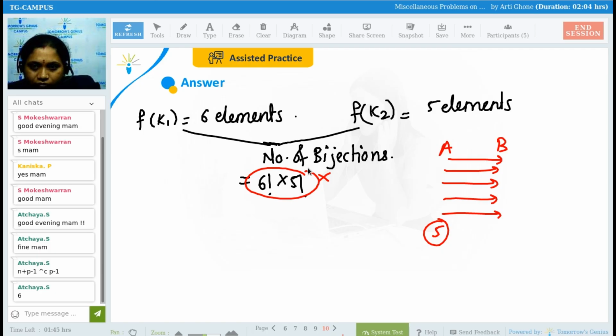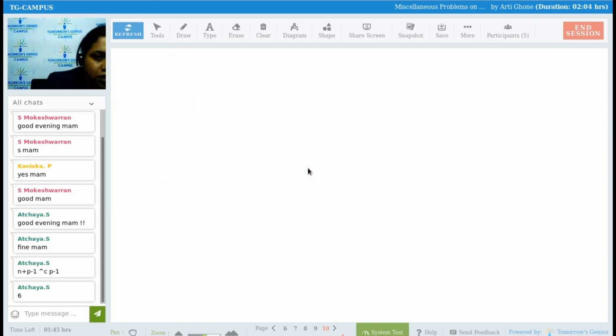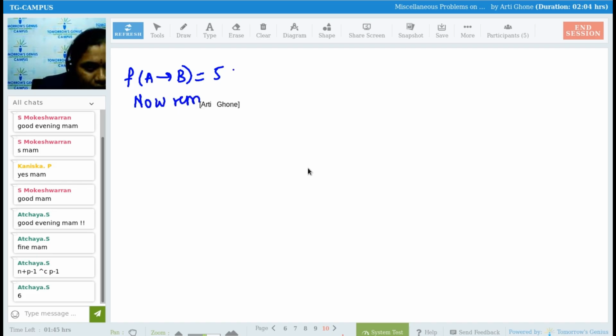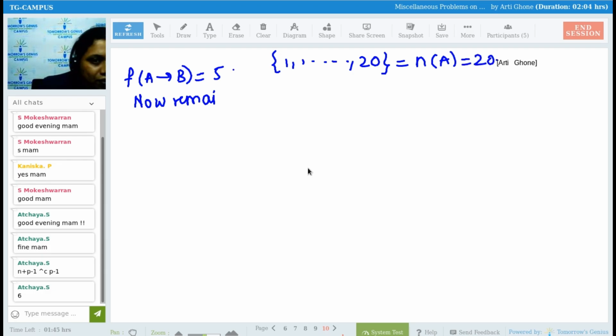So what will be the exact explanation? Function from set A to B is equal to how much? 5. Okay, clear? Now how many elements remain? If I consider any set 1 to 20, 20 elements are there. n(A) is equal to 20. Out of 25 are showing connections, bijections, function with B. Okay, so the remaining count is important, no?